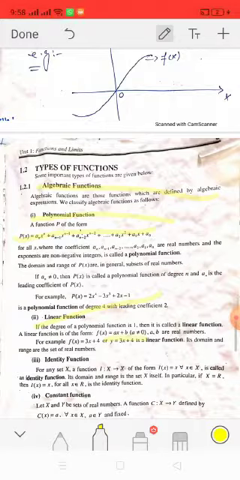So the identity function is another type of linear function. So this was the definition. So you need to write, so you need to know about the definition.